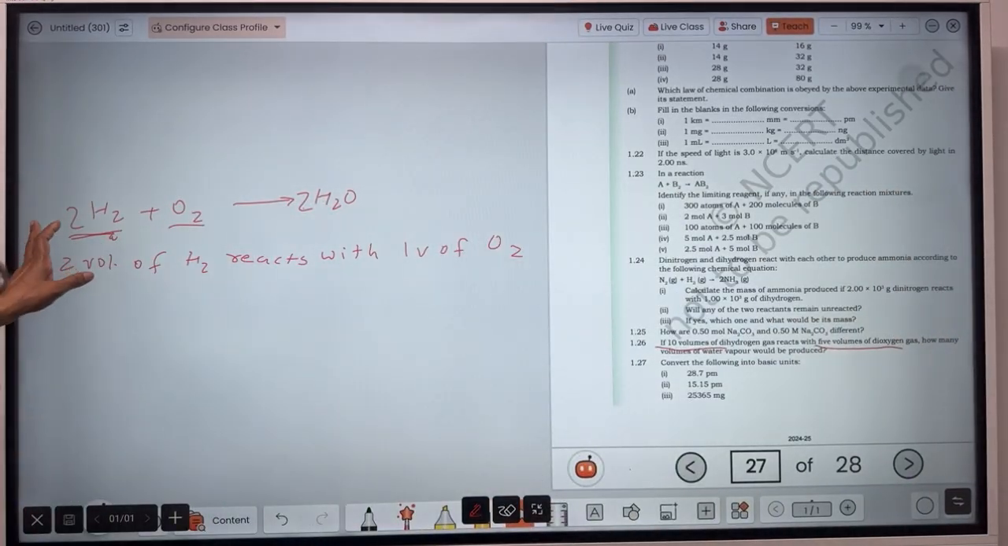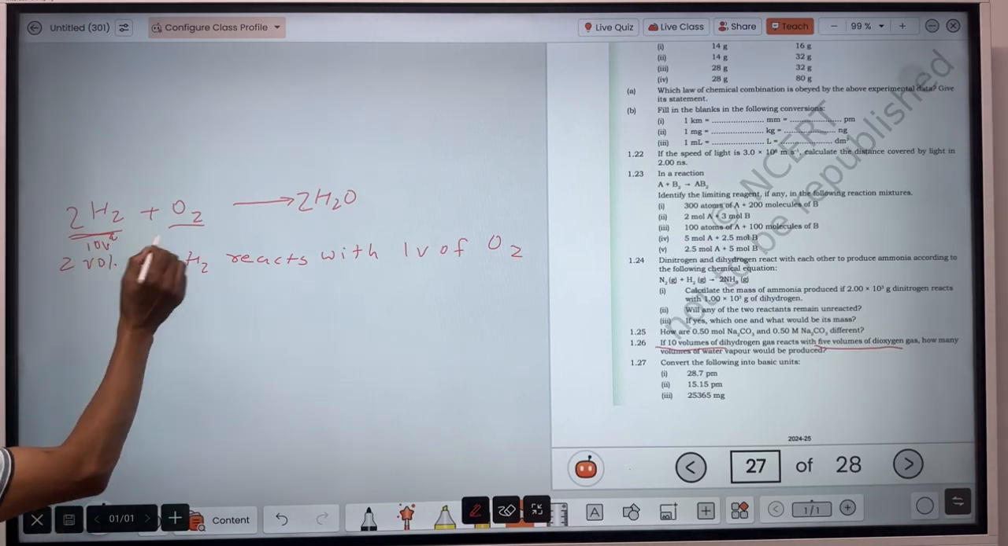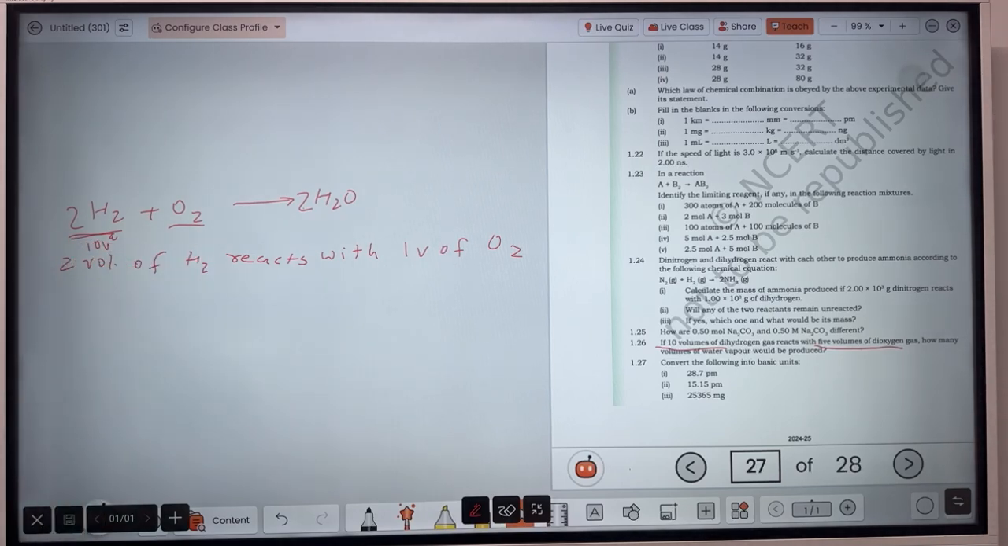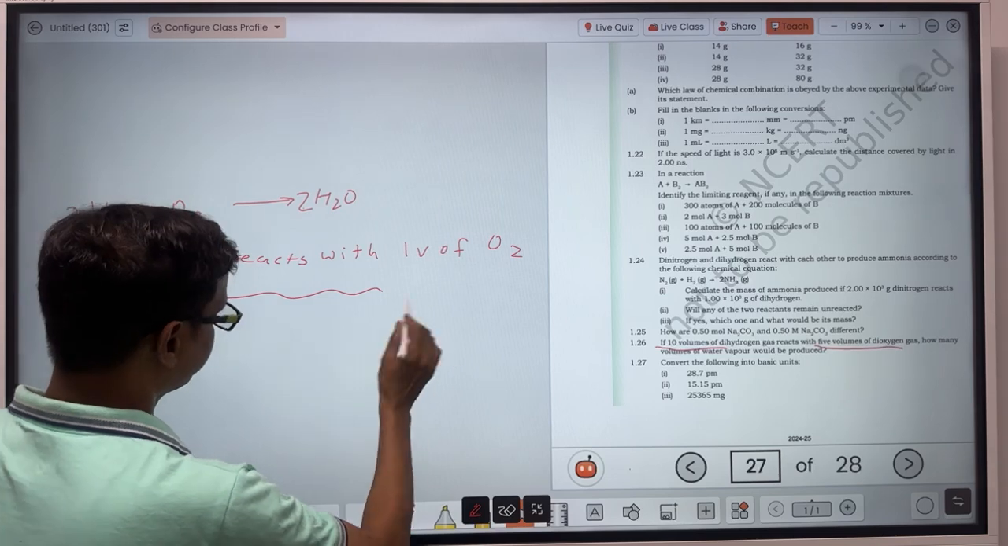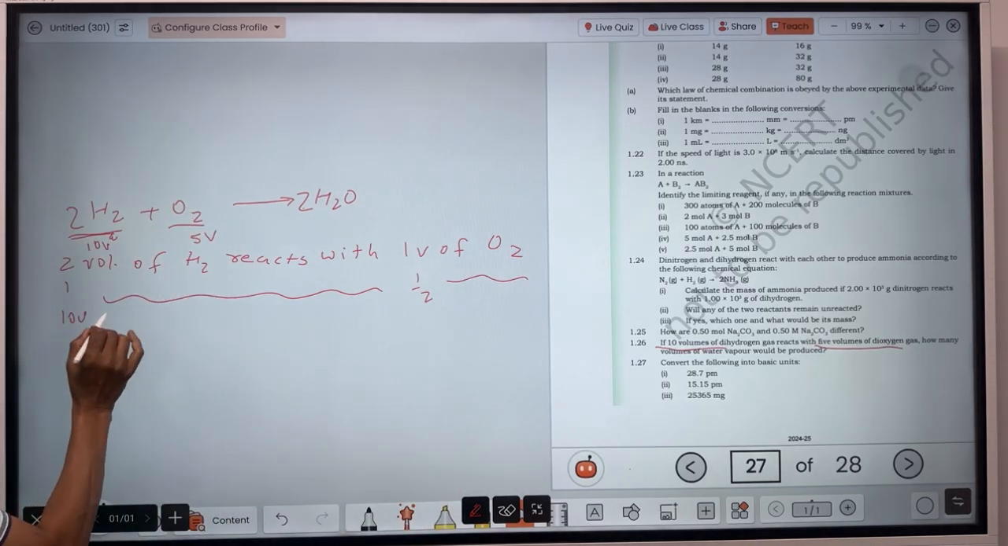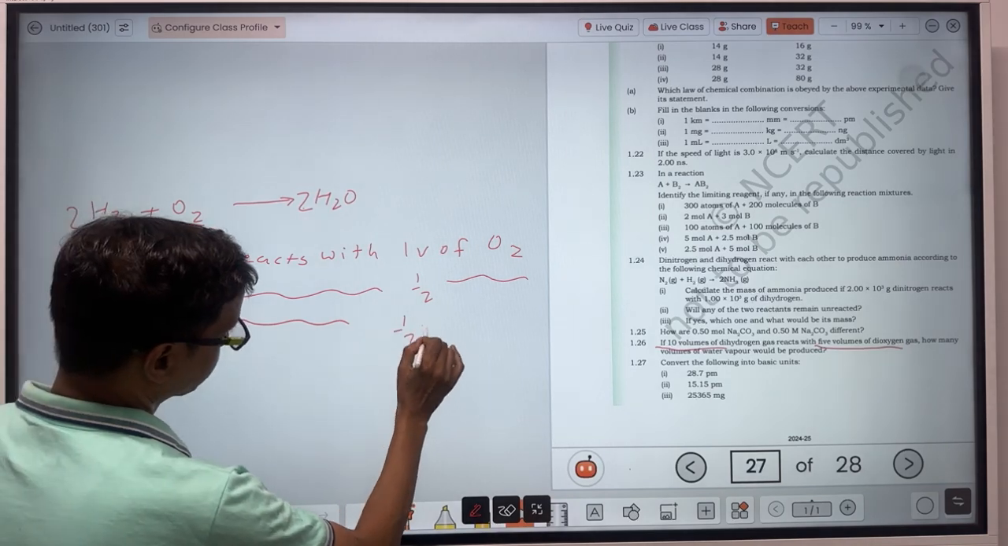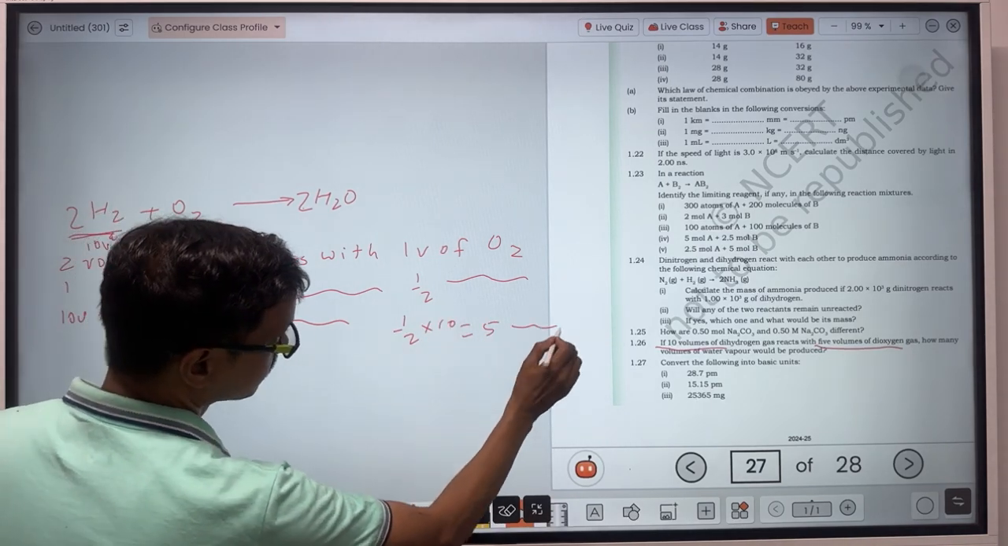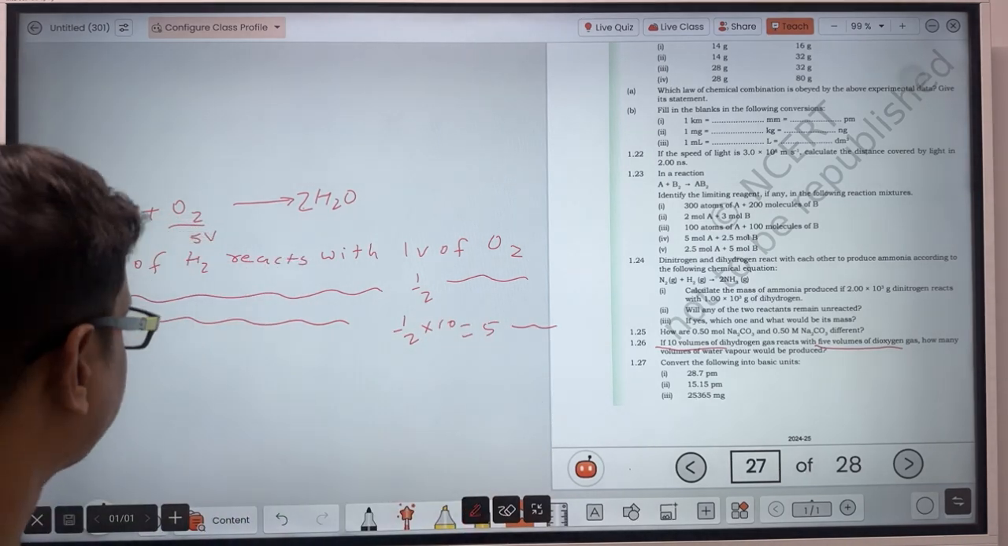So here its volume of hydrogen is how much? 10 volumes. So 10 volume here, and its oxygen volume is here how much? 5 volume. So obviously 1 volume of hydrogen will react with 1/2 volume of oxygen. So 10 volume of hydrogen will react with 1/2 into 10, that means 5 volume of oxygen. So how much water vapor will produce?